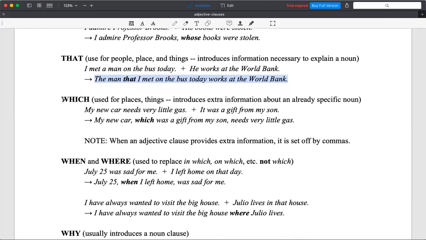And of course, it doesn't make your sentences boring. You use which for places and things. You need it to introduce extra information about an already specific noun. My first short sentence would be, a new car needs very little gas. The second sentence would be, it was a gift from my son. To combine these two sentences, I need to create the second sentence as an adjective clause with one of those pronouns and put it right after the noun that it is describing. In this case, my new car is the noun that I'm defining. So I would say, my new car, which was a gift from my son, needs very little gas.